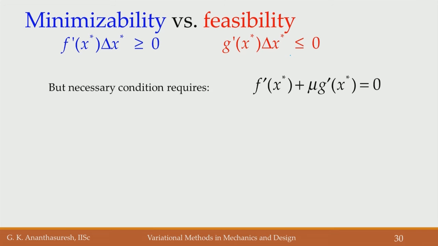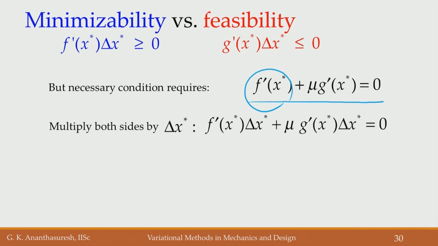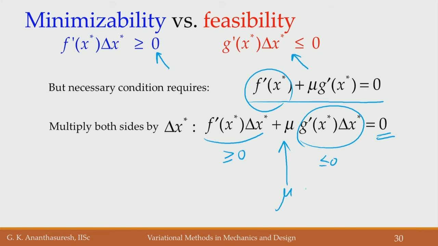Now, consider the necessary condition that we put there: f prime plus mu times g prime equal to 0. Let us multiply this equation by delta x star. We know that the first term has to be greater than or equal to 0, and the g prime term has to be less than or equal to 0, and the total should be equal to 0. That makes our mu non-negative, meaning it should be greater than or equal to 0, positive or 0. That is a special condition that comes with this.